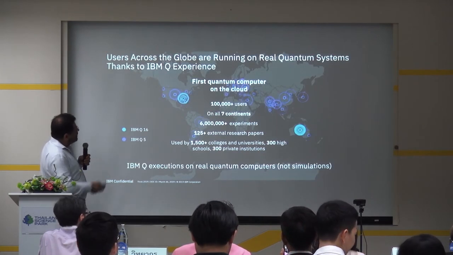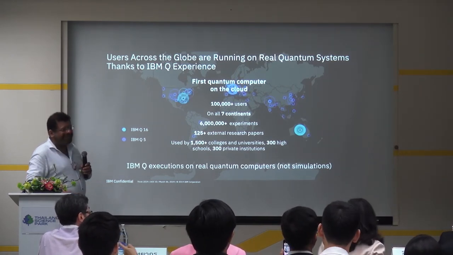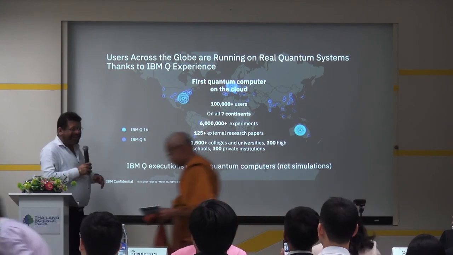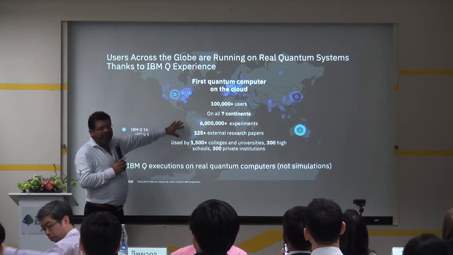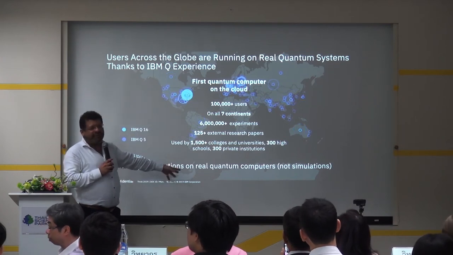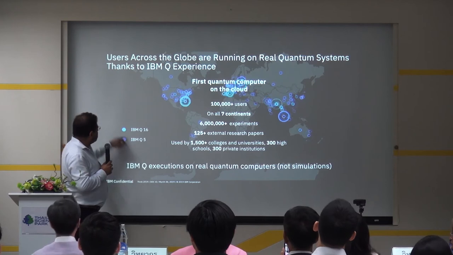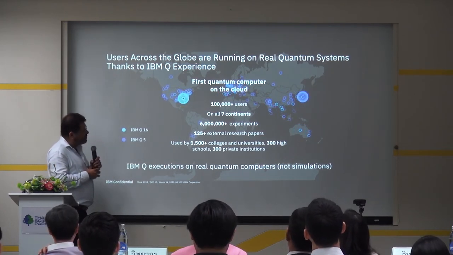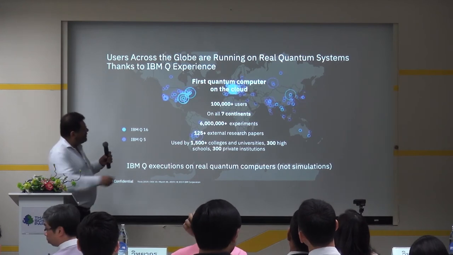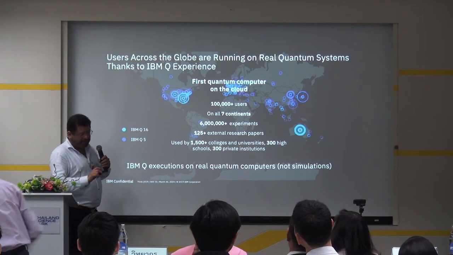So, the different types of experiments we've done: we have over 100,000 users. We're literally working on all seven continents, including Antarctica. There was actually a researcher in Antarctica who used it. We have over 6 million experiments. You can see the different colors; those are the different experiments done on a 5-qubit and a 16-qubit machine. And this is old numbers, I think we're over 150 external papers. These are outside of the IBM research team.